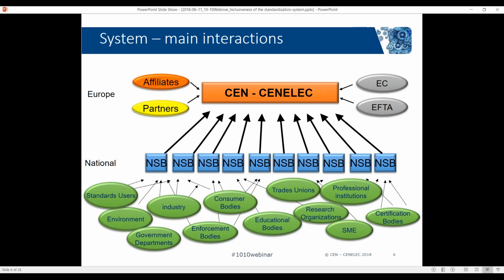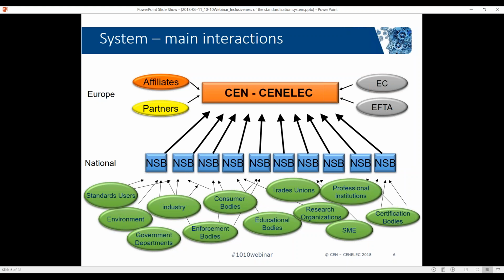These national mirror committees bring together all relevant stakeholders to establish a national consensus position on the work. Such stakeholders can be business or industry, including SMEs, small and medium-sized enterprises, academia, governmental departments, representatives from consumers, trade unions, environmentalists, research institutes, and so on. They all contribute to establishing the national consensus that is then brought at CEN and CENELEC level.